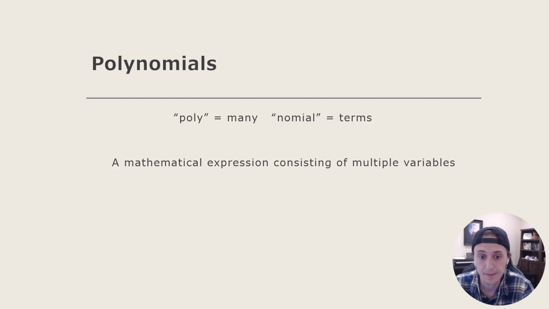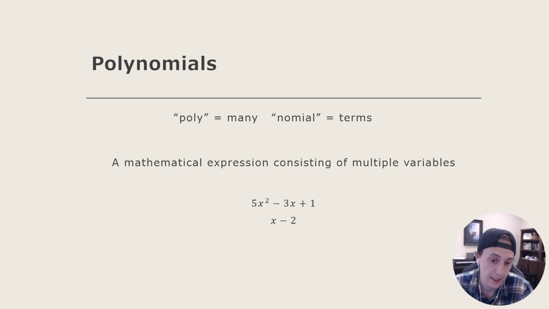Polynomials. Poly means many, nomial means terms. So in math, it's the mathematical expression consisting of multiple variables or multiple things going on within the equation. So this one, polynomial, means more than one. So we have 5x squared is one term or one variable, 3x is another one, and 1 is a third one. So that's a polynomial.